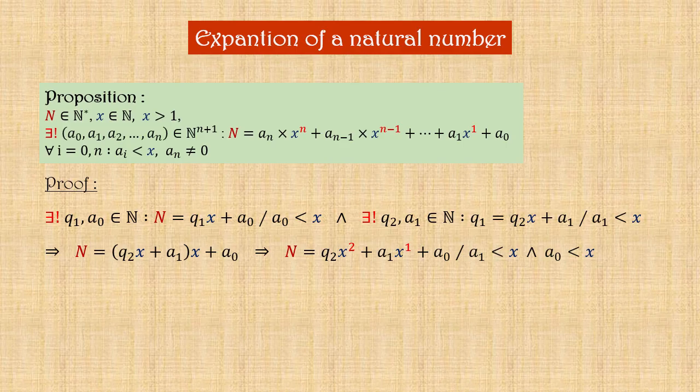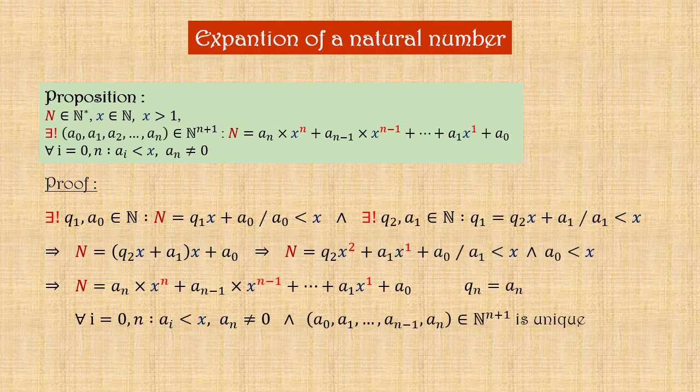And again, the uniqueness of this expansion results from the uniqueness of q2 and a1 as quotient and remainder of a Euclidean division, and the uniqueness of a0. So when going through this process of expansion by successive Euclidean divisions until we reach the quotient 0, and by writing the last quotient different from 0 as an, at the end, we would have done a unique expansion of the number capital N in accordance with the statement of the proposition.